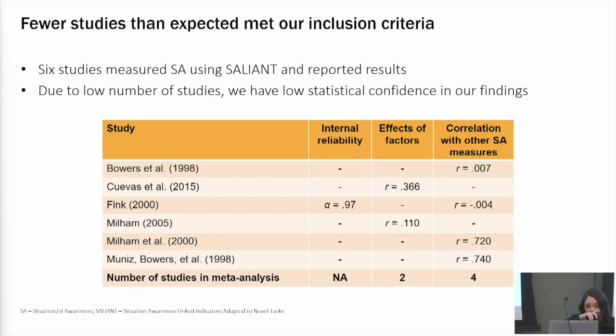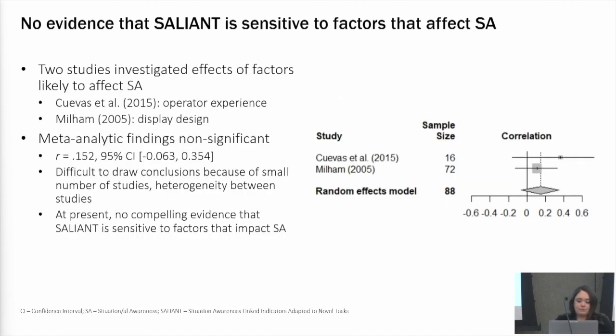For our exploratory question, looking at the correlation between SALIANT and consistency with other situation awareness measures, we had a pretty large array of correlations ranging from almost no correlation whatsoever to no negative correlation to very strong correlation, a little bit all over the place.